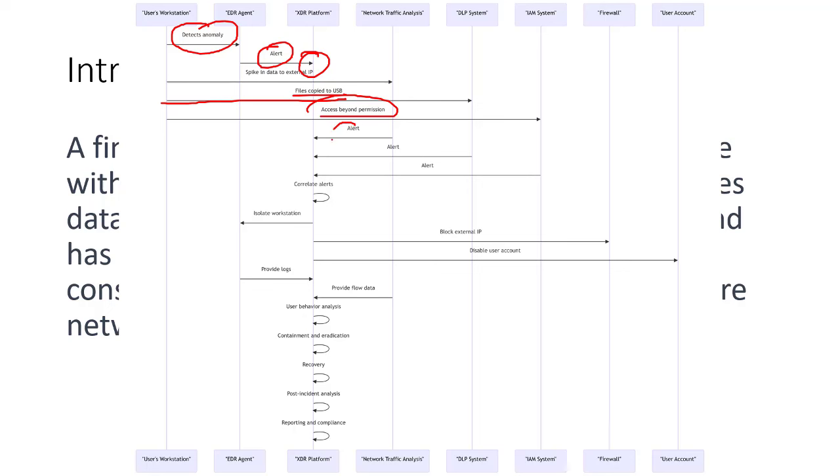Okay, then what happened is the alert was generated. Along with that, we have a DLP system here as well. The DLP system inspects the data and tries to block it. Network traffic sends an alert. DLP will also send an alert. The IAM system also sends an alert against the workstation according to the access. Then the XDR platform instructs the EDR to isolate the workstation, which provides the logs. And then XDR analyzes the user behavior and does the containment, eradication, recovery, post-recovery reporting. So this entire activity happens on the XDR because it needs visibility from all the solutions.